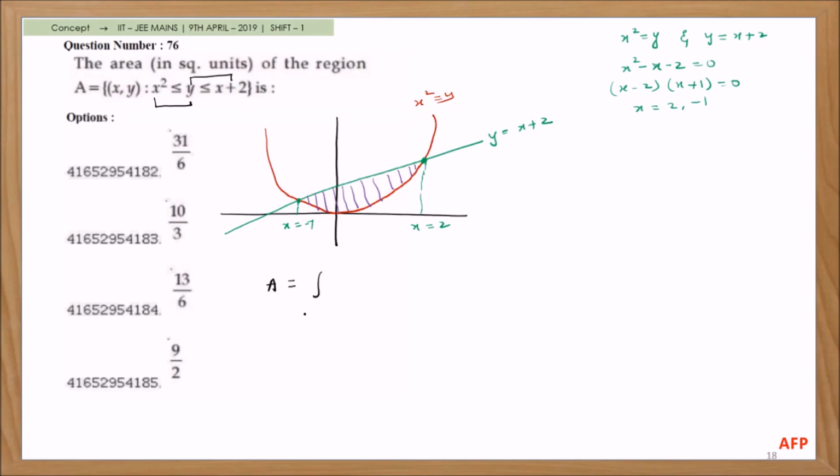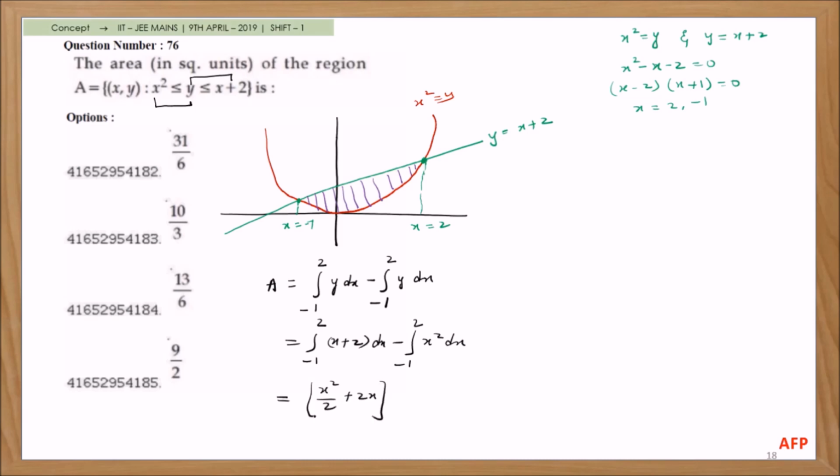Area is equal to integration minus 1 to 2 y dx minus integration minus 1 to 2 y dx. The first one is the straight line which we will substitute. The straight line equation is x plus 2 dx minus integration of minus 1 to 2, so x square dx. Okay, now we go for simplification. X square by 2 plus 2x, which is nothing but minus 1 to 2, so x cube by 3, with lower limit and upper limit.